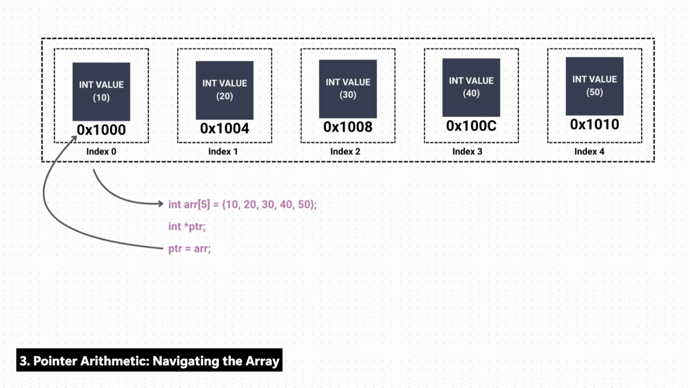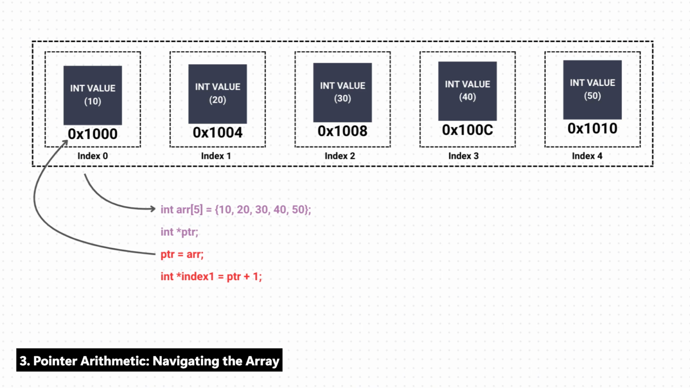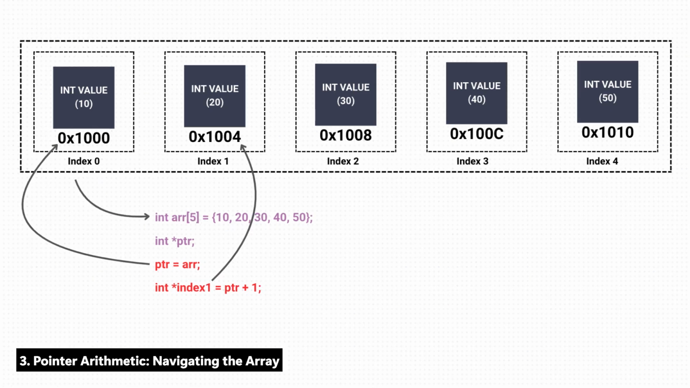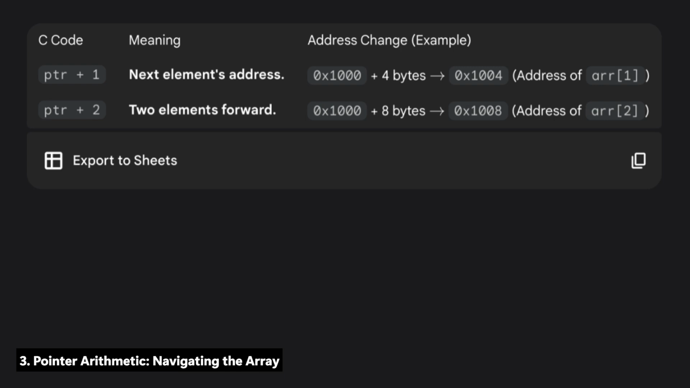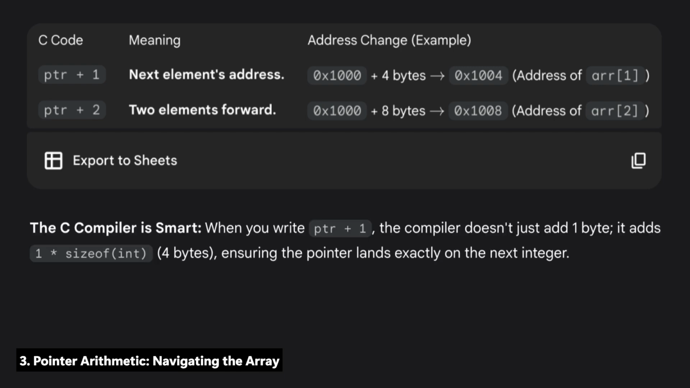3. Pointer arithmetic, navigating the array. Because the elements of an array are sequential, we can use simple arithmetic on a pointer to move from one element to the next. This is called pointer arithmetic. If ptr points to the start of the array, arr[0], what happens if we add 1? The C compiler is smart. When you write ptr + 1, the compiler doesn't just add 1 byte. It adds 1 times sizeof(int), 4 bytes, ensuring the pointer lands exactly on the next integer.